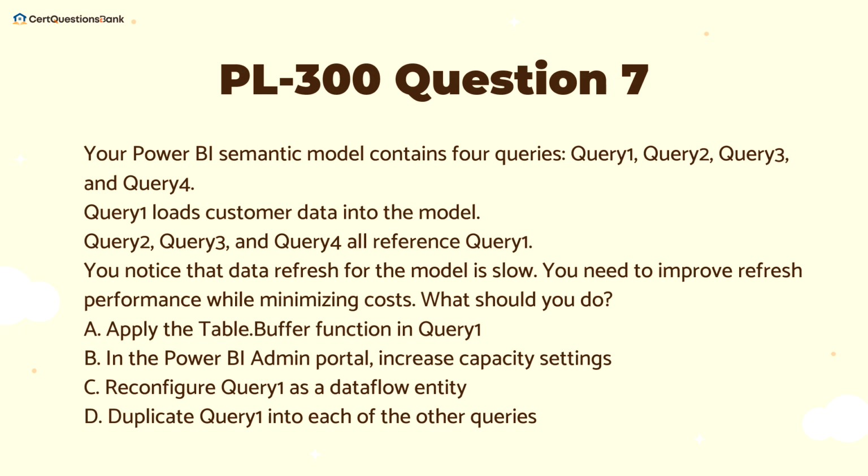Your Power BI semantic model contains 4 queries: Query 1, Query 2, Query 3, and Query 4. Query 1 loads customer data into the model. Query 2, Query 3, and Query 4 all reference Query 1. You notice that data refresh for the model is slow. You need to improve refresh performance while minimizing costs.